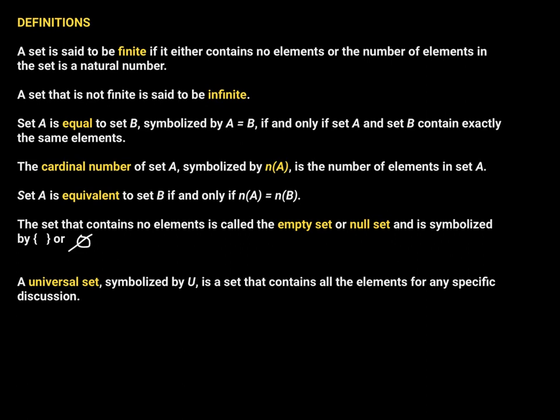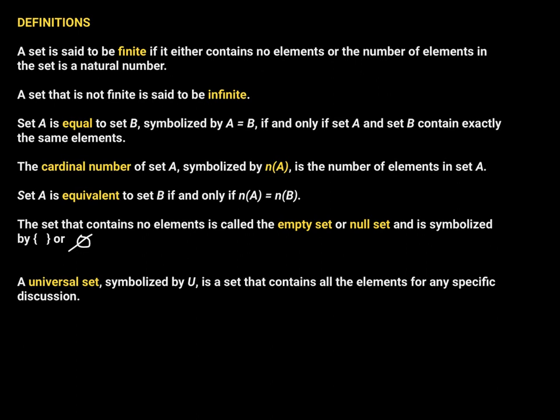All right, so we're going to wrap up this lesson with some definitions and maybe another example or two. All right, so some definitions, quite a few, right? A set is said to be finite if it either contains no elements at all or the number of elements in the set is a natural number, okay? Like, for example, the set we listed earlier, the planets of our solar system. That was a finite set.